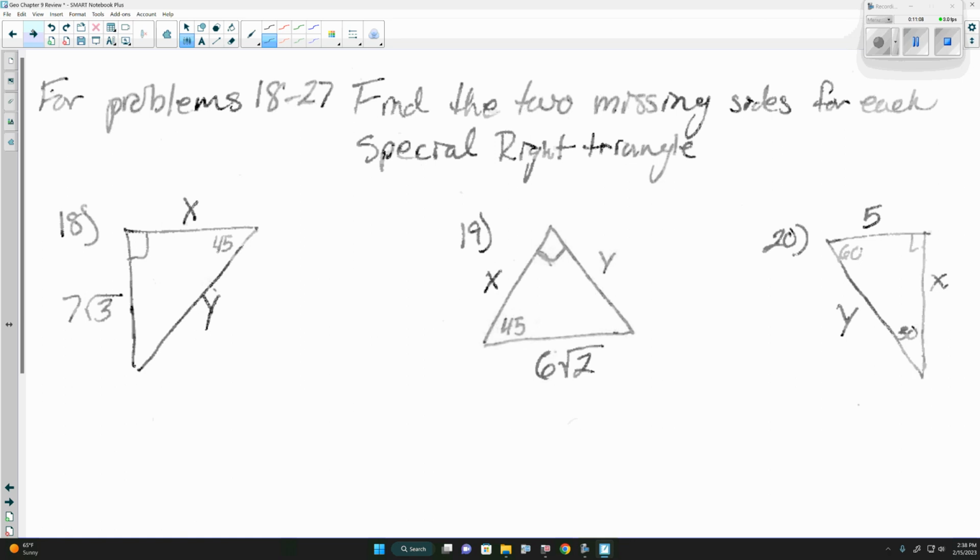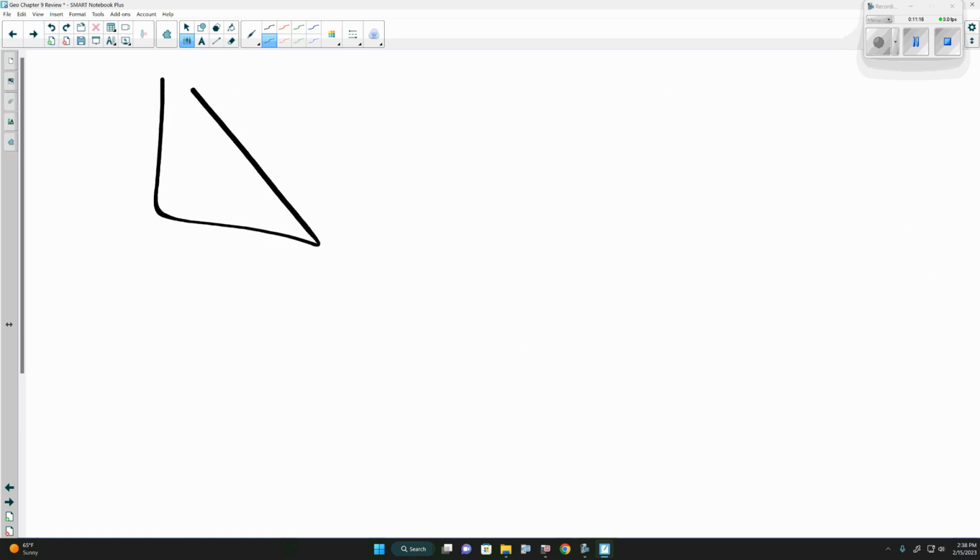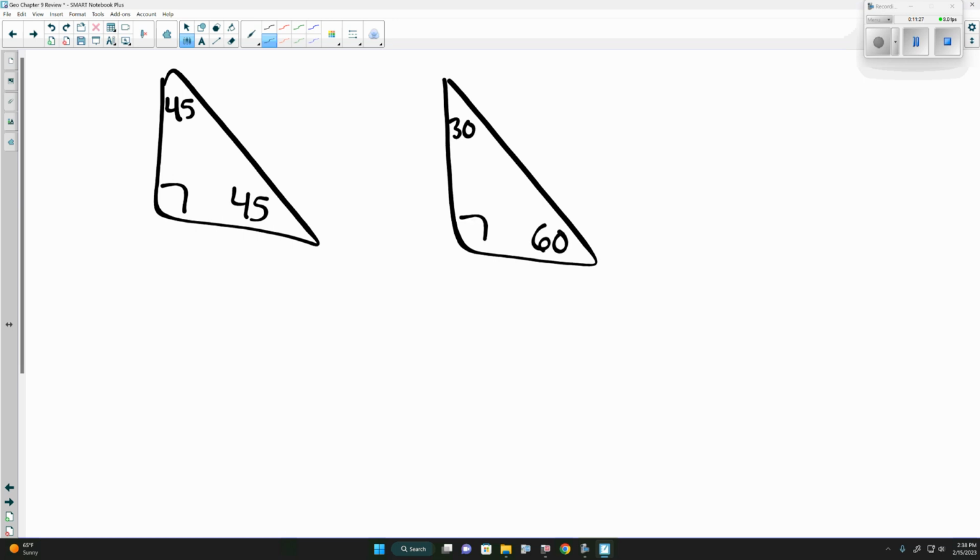Find the two missing sides for each special right triangle. Now, our special right triangles came in two different setups. Because we had the 45, 45, 90, and we had the 30, 60, 90. Because we worked with these last week, this week. 45, 45, 90. In this one, we know that the two sides opposite the 45 are the same. And the hypotenuse is whatever that side length is times the square root of 2.